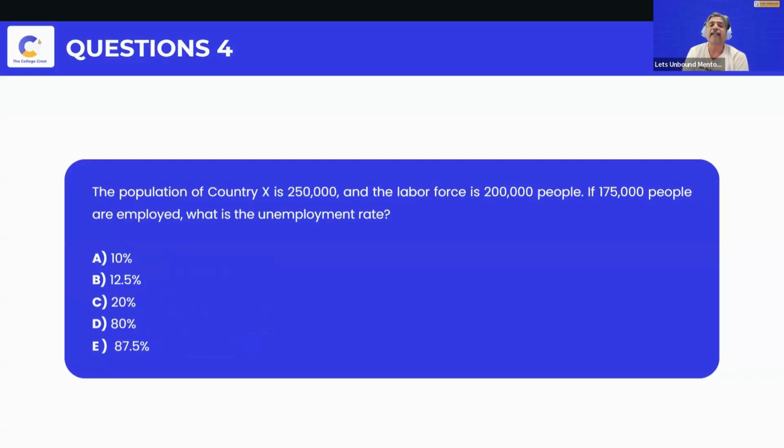The population of country X is 250,000. The labor force out of that 250,000 is just 200,000. So if 175,000 people are employed, what is the unemployment rate? Remember, when we are calculating the unemployment rate, we are only concerned about the labor force or the working population, not the entire population. So out of 200,000, 175,000 are employed, which means 25,000 are unemployed. If I calculate that as a percentage out of 200,000, it would work out to be 1/8, which is 12.5%. So correct answer here is option B once again.